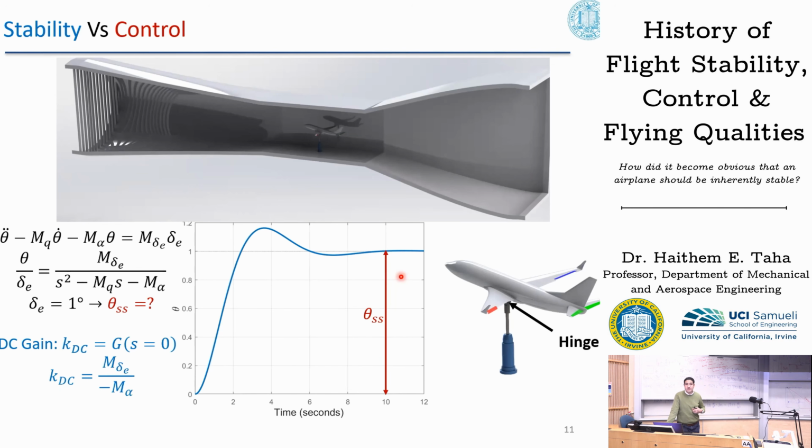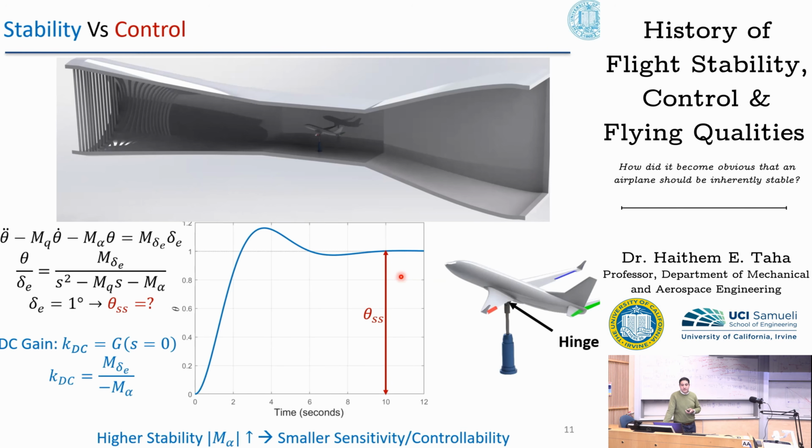And as you know, M alpha is our stability metric. It's our spring constant, pitch stiffness. So higher M alpha means higher stability. As you can see from here, higher stability implies smaller sensitivity and weaker controllability.